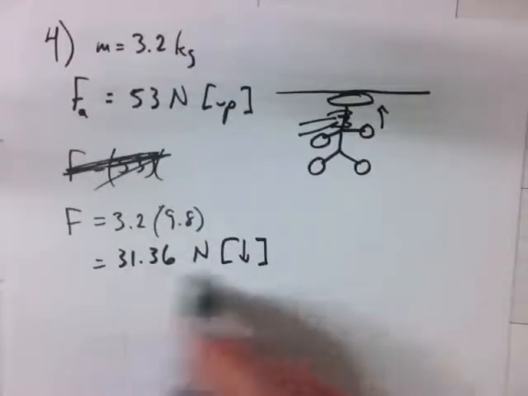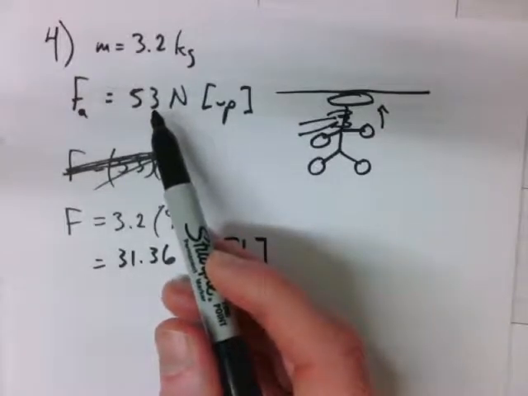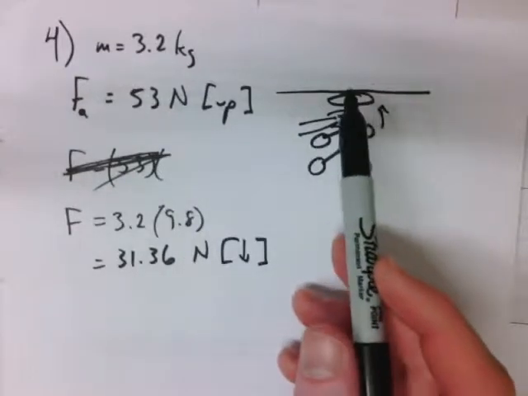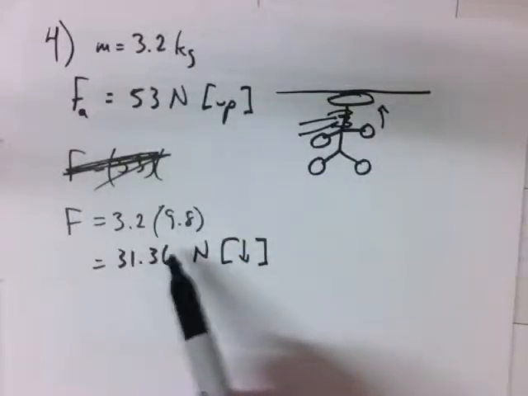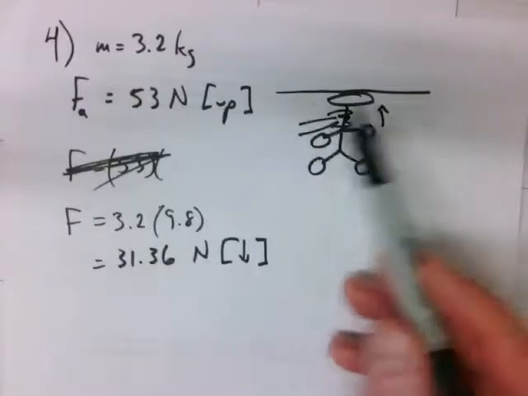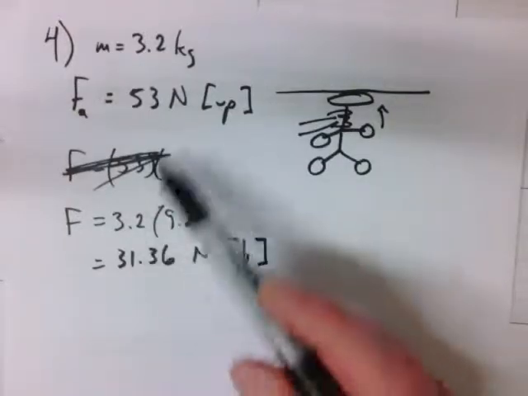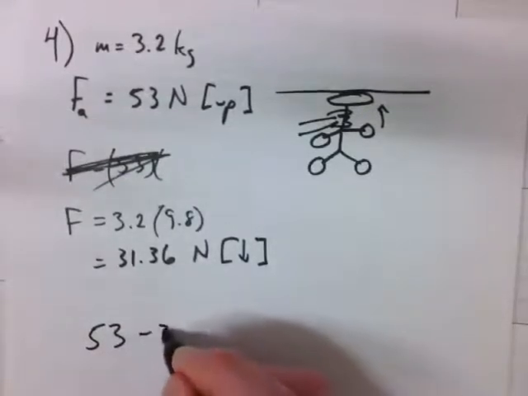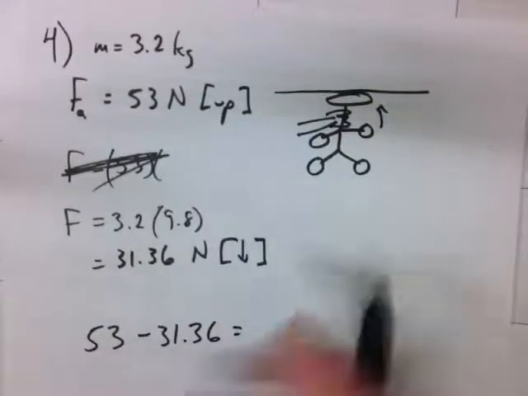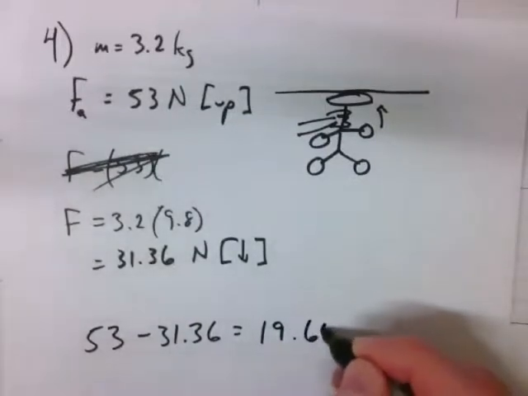This is what gravity's doing. So the person who's holding this up against the ceiling is exerting 53. 31.36 of that is gravity. If they were just exerting 31.36, the normal force from the ceiling would be 0. It would just be equal balance. So we need to find the difference, and that's what the ceiling is responsible for. 53 minus 31.36 equals 19.64.